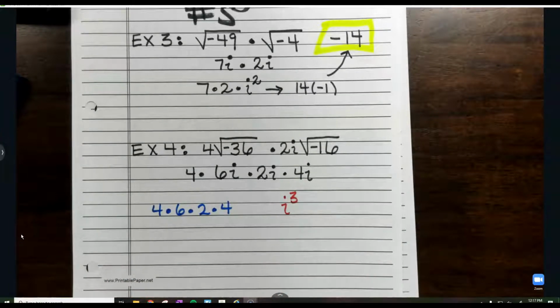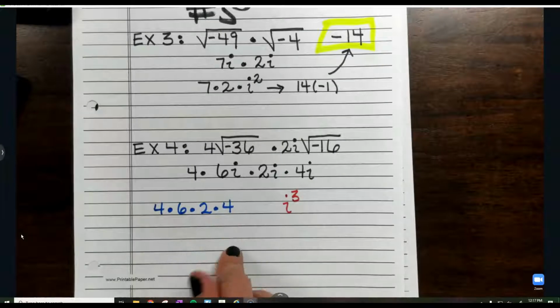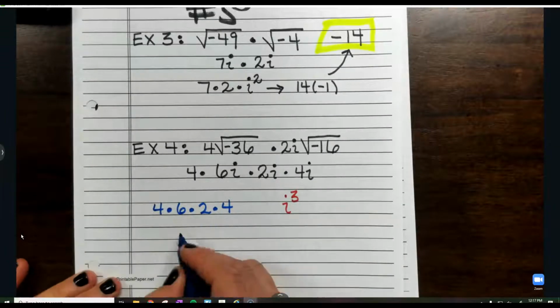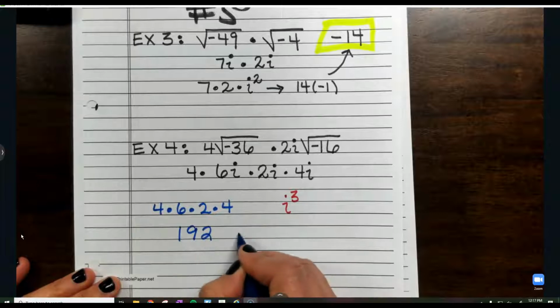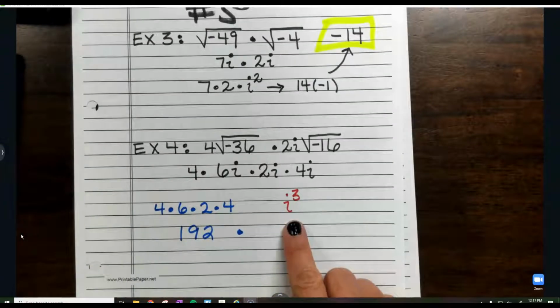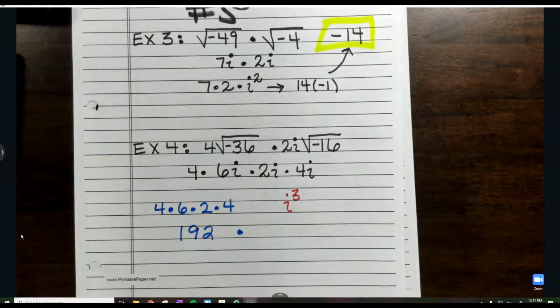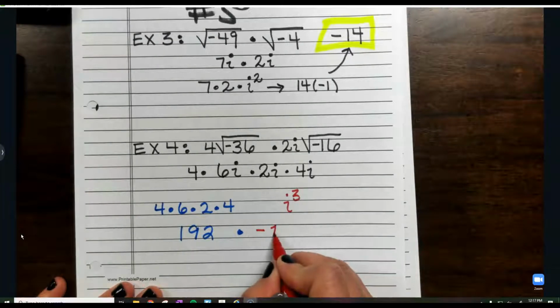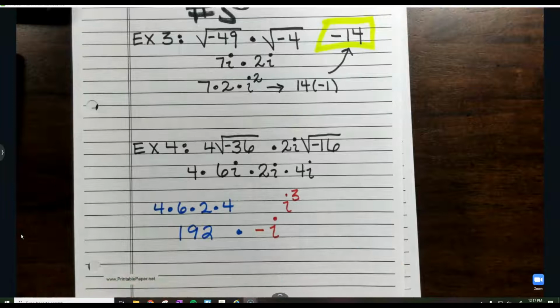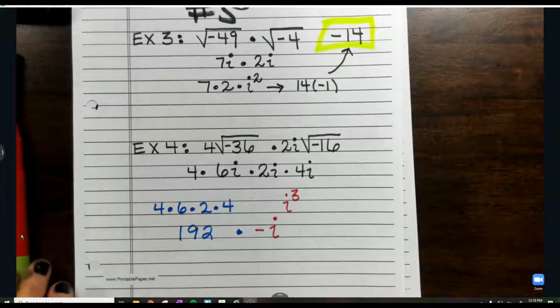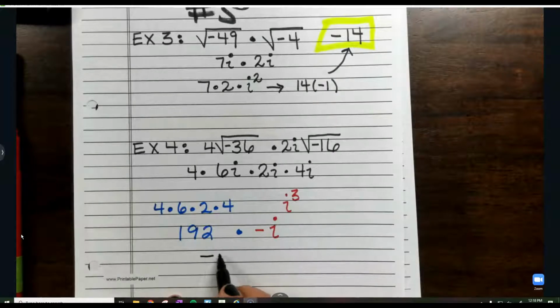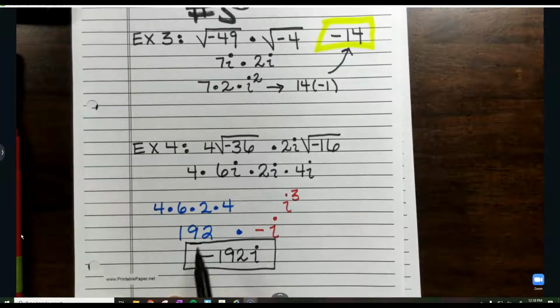So take my word for it. 4 times 6 times 2 times 4 is 192. And y'all, what does i to the third simplify to? Negative i. What's a positive times a negative? Yes, you guys have to put that negative in front. So your final answer is negative 192i. Any questions on that one?